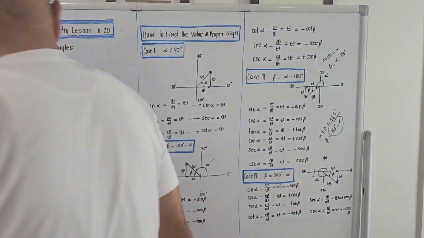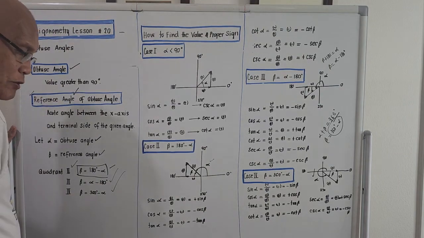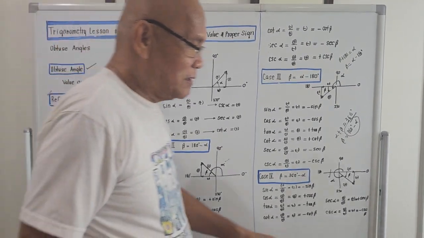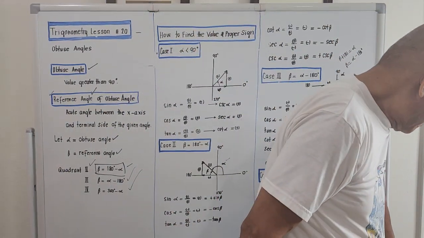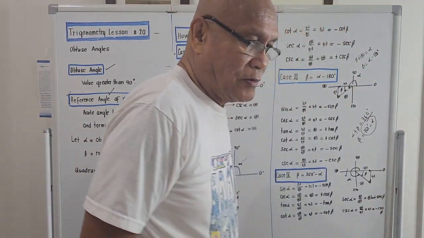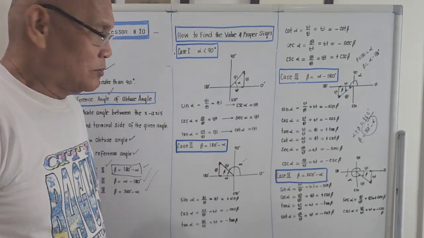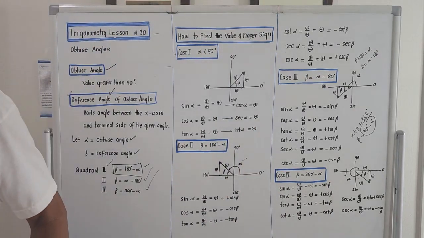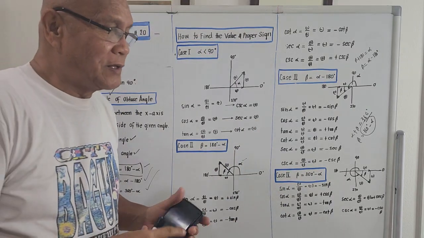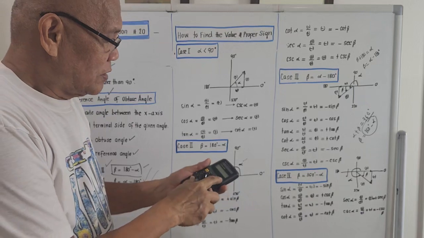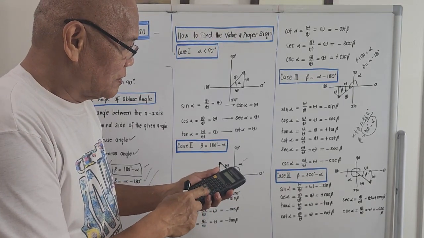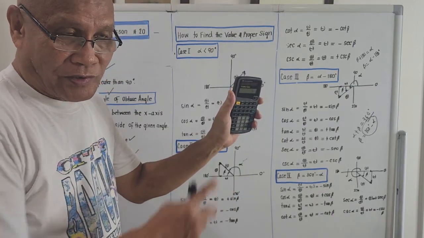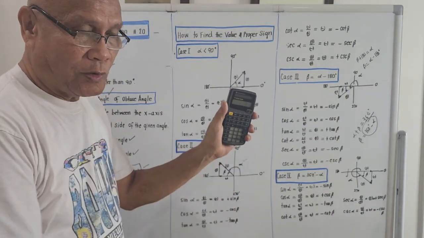This is the way we solved problems before, because we didn't have calculators yet, around the 1970s. So if the angle is more than 90 degrees, we resort to this kind of solution. But now, even though the angle is more than 90 degrees, suppose you take the cosine of 95 degrees, because 95 is more than 90, right? This is now an obtuse angle.